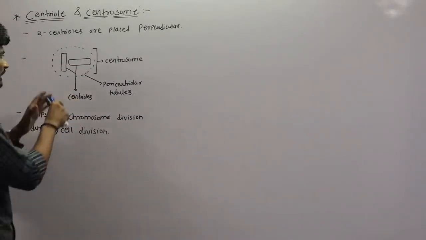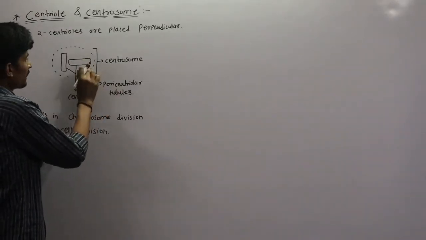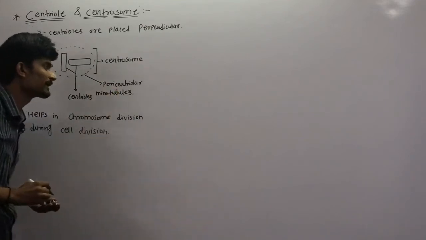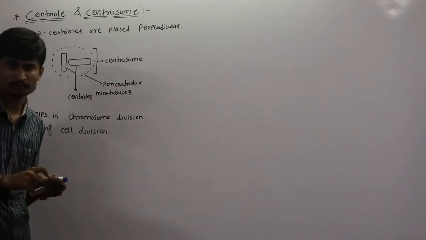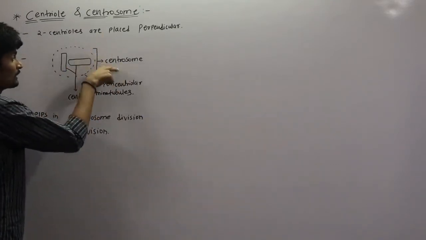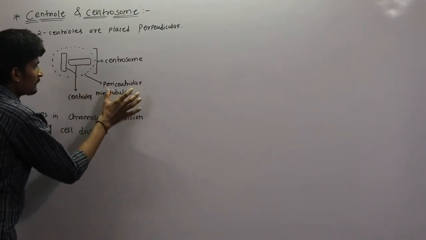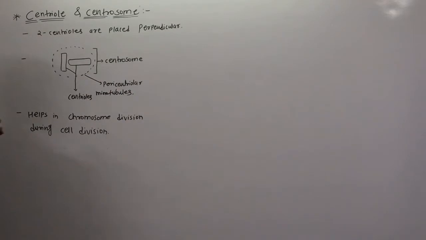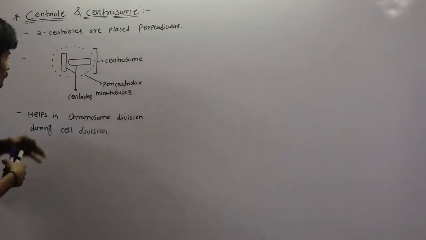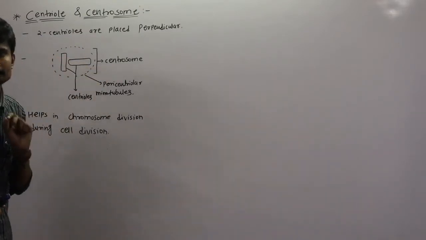Around the centrioles there are pericentriolar microtubules, shown here as dots. This whole structure is known as the centrosome. So the centrosome means the centrioles plus these pericentriolar microtubules, collectively. The centrosome is present near the nucleus inside the cell.